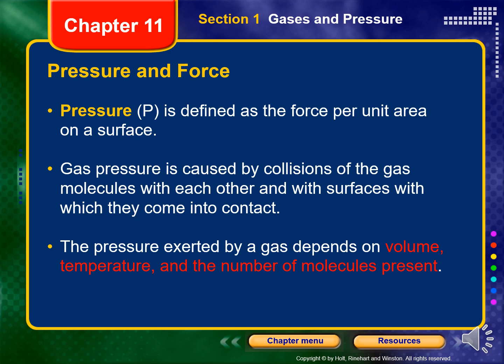So the pressure exerted by a gas depends on three things. The size of the container. So if it's a balloon, it's kind of elastic. But if you put gas in a can, not so much. The temperature of the gas, which is just a measure of kinetic energy, and the amount of gas you actually have in your container.